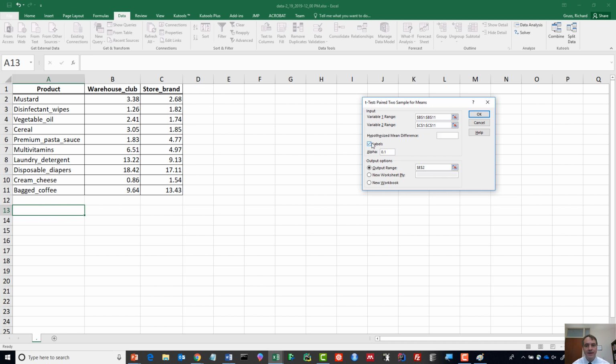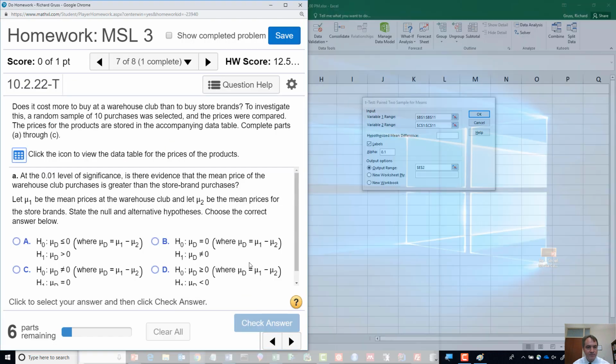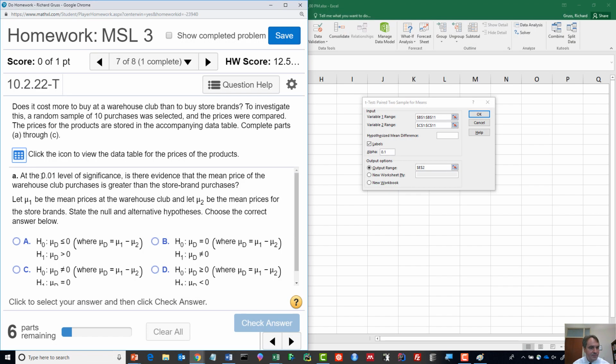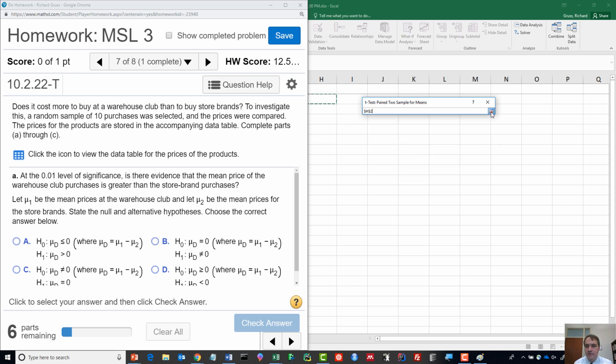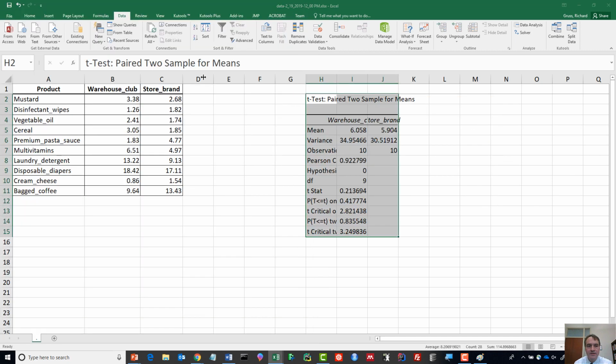This defaults to 0, so my initial hypothesis is that there's no difference. I need to have Labels selected to let Excel know that the first cell in each range is a string, the name of the variable. And the alpha is going to be given to me in the problem. Let me go back and double check. This says at the 0.01 level of significance, so I need to change this to 0.01. That's my alpha, and I will put the output right here and select OK.